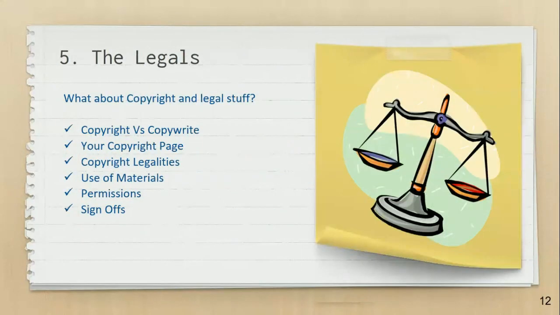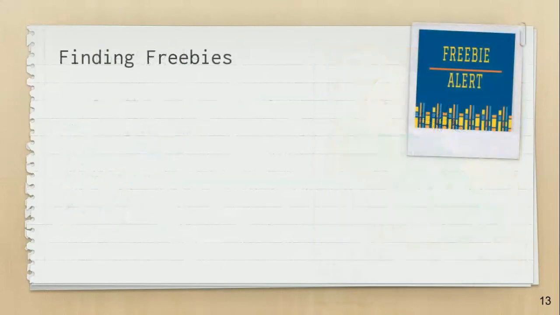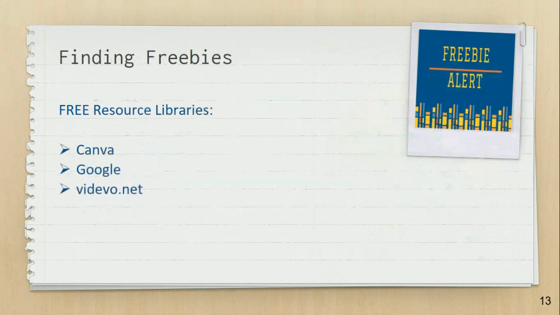So next we are on to finding freebies. I mentioned before that I'm going to take you through a few ways to find free pictures, etc. Let's do that now. So let's start off with some of the options that are available to you. I call these free resource libraries: Canva, Google, Videvo, and copyright.org.au.